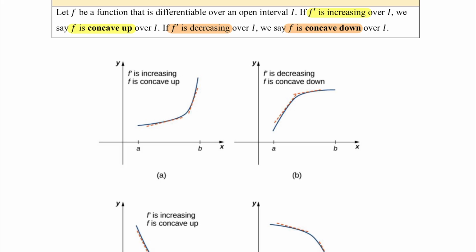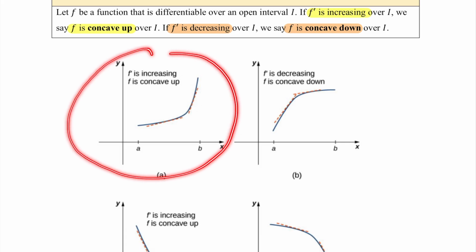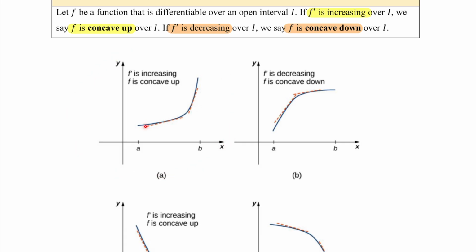Now, let's look at some graphs so we can actually see what this looks like. Let's start with this first graph. Here, the slopes are getting steeper as we move to the right. So f prime is increasing. That means the graph is concave up. Now, looking at the next one, here, the slopes are getting flatter. So f prime is decreasing. That means the graph is concave down.